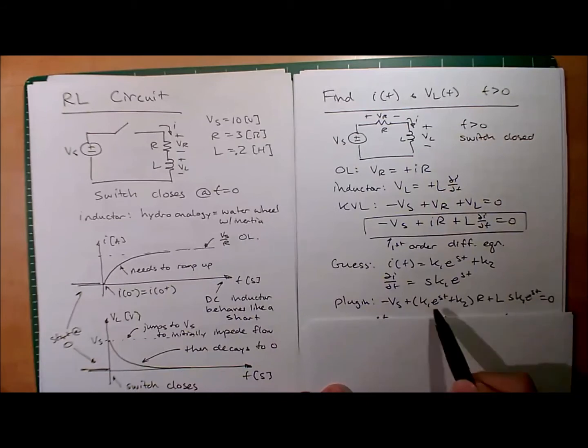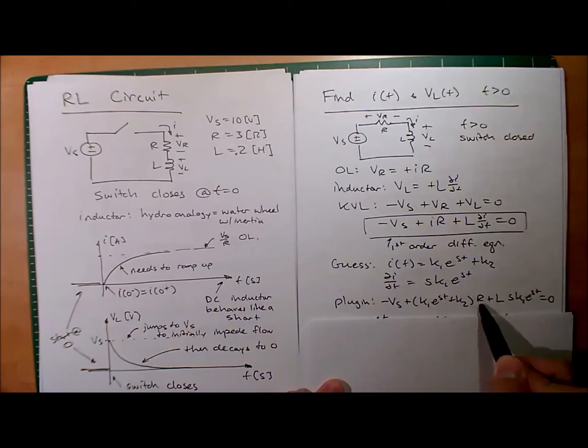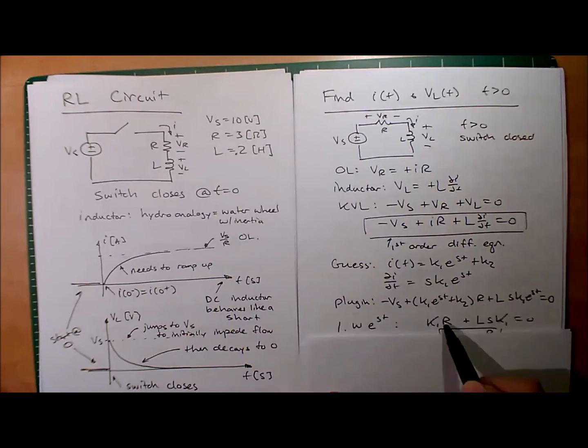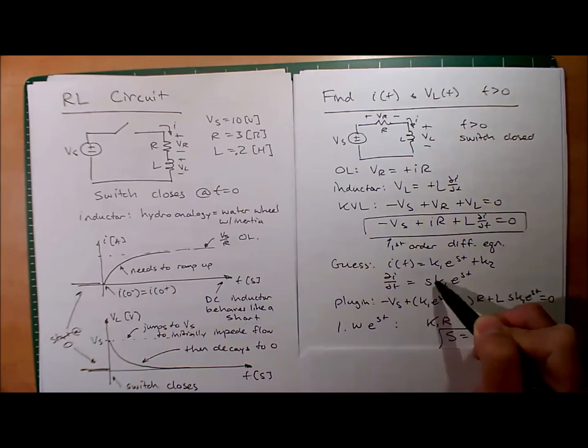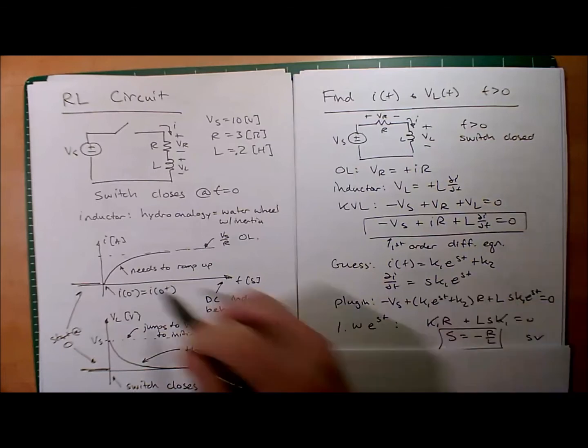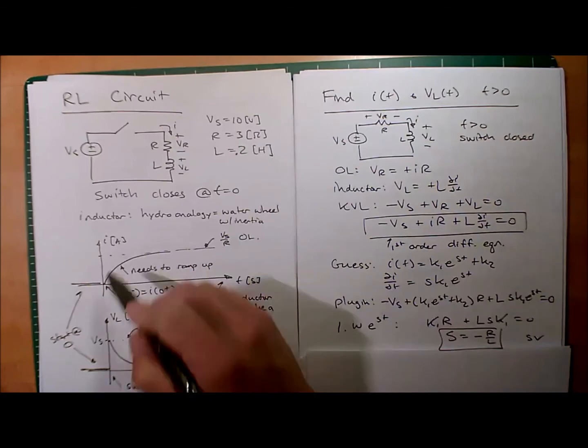Okay, so this is where we have to be careful. The ones attached to the e to the st, you might be tempted to just write K1, but there's a sneaky R over here. So you have to put K1 times R, don't forget that. And then L s K1, good. So now the K1s cancel, and so the L s can go to the other side with a minus, and then s equals negative R over L. Good, so that's the s part. That's related to the time constant, the rise time of this.